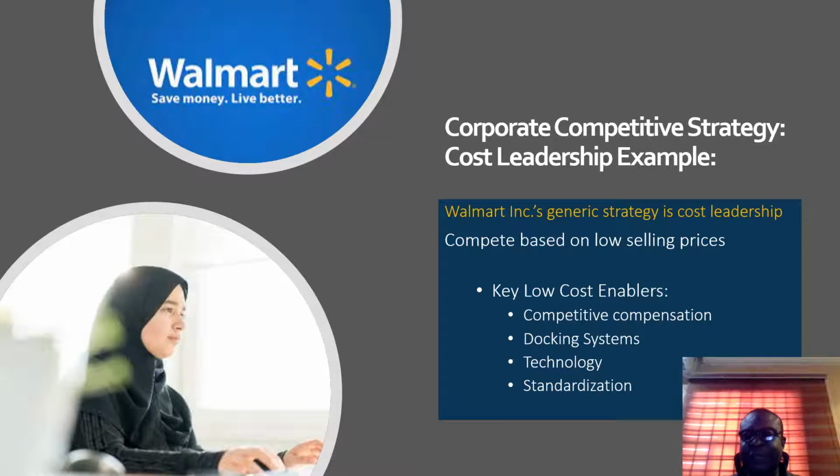Just to give you examples of companies in these four categories, we would start with Walmart, which has demonstrated cost leadership in its particular market, which is retail. Now, the enablers that made them cost leaders are competitive compensation. They pay competitive wages to their workers. They have a supply chain system, called a docking system, that is just in time, which makes the throughput through their shops very fast.